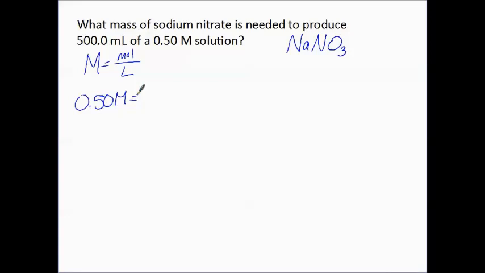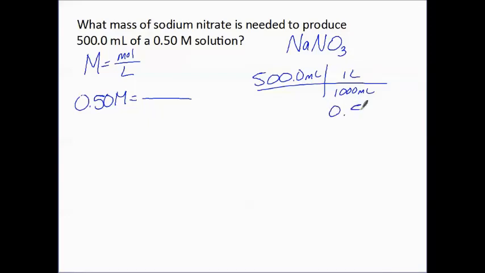This conversion, if you don't want to show your milliliter to liter conversion, that's fine as long as you're doing it correctly. So remember, there are 1,000 milliliters in 1 liter. We're dividing 500 by 1,000, so we're going to end up with 0.5000 liters.